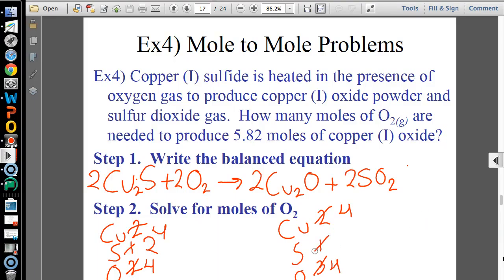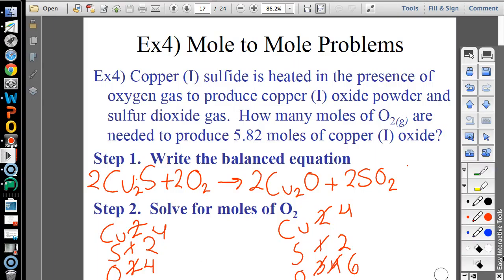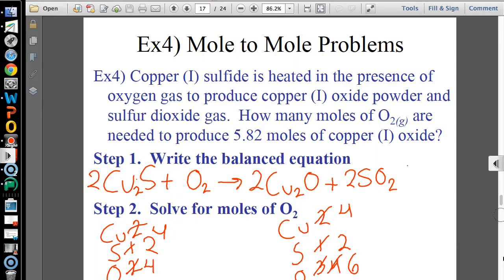We're almost done. Don't be scared. And now that gives me 6 oxygens. And I like when you have that little oxygen gas like that because it's real easy to fix. We'll need 3 of those to get my 6. That's a hard balancing equation to start off with as a warm-up, but you should be able to do that.